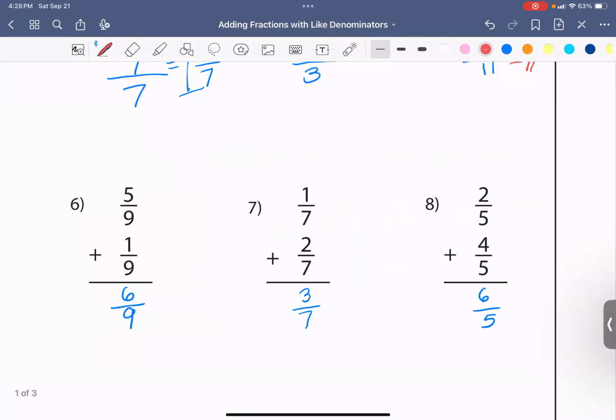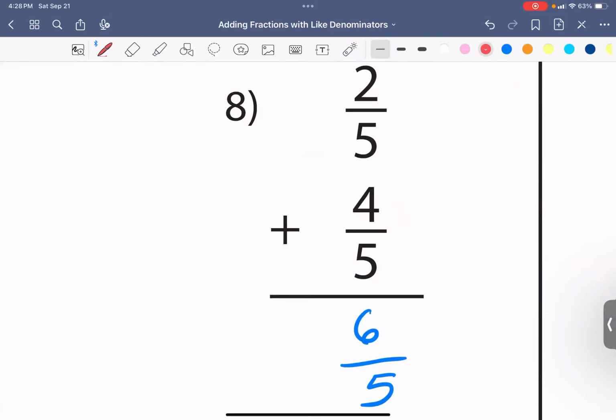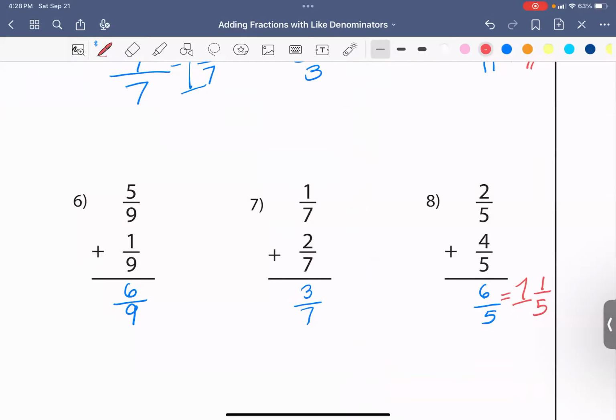Do we have any more? Yep, we have one more here. We have 6/5. What would 6/5 be in simplest form? Remember, you have to first divide the numerator by the denominator. 5 can go into 6 one time. How many are left over? 6 minus 5 is 1, and we keep the same denominator. Now, I see another one.